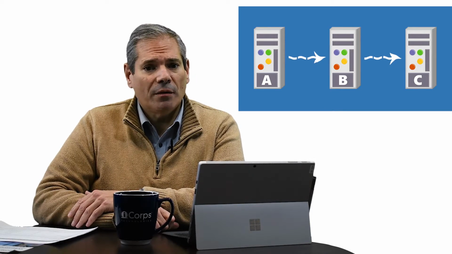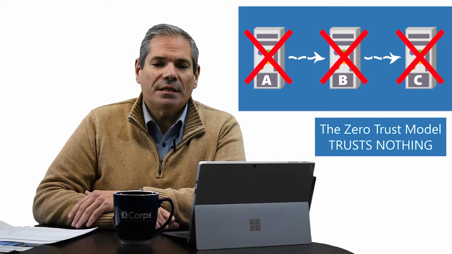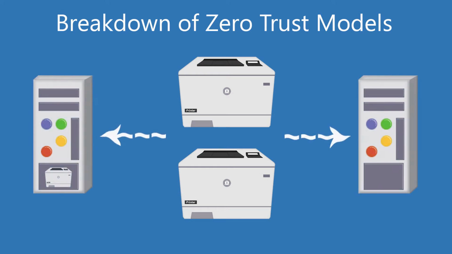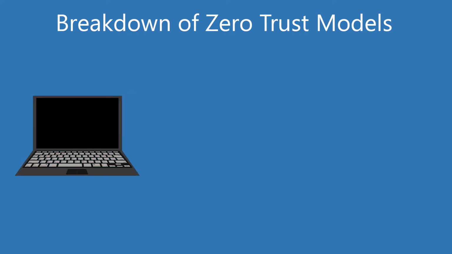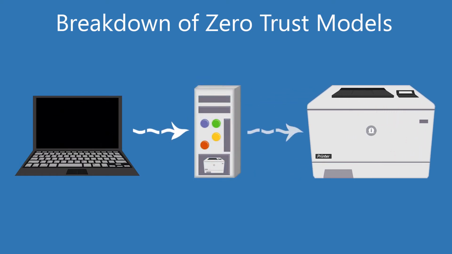The Zero Trust model looks at that differently. It trusts nothing. So your LAN is no longer a trusted network. For example, if server A doesn't need to talk to server B, then it doesn't talk to server B. If your printers only need to talk to your print servers, then that's all they talk to. So it is looking at your security model differently. It is locking down your network using things like virtual LANs. For example, instead of your workstations having the ability to talk to your printers, they ultimately talk to a server, then only the server should have the ability to talk to those printers.